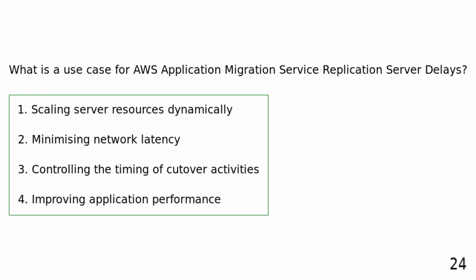What is a use case for AWS Application Migration Service replication server delays? Scaling server resources dynamically. Minimizing network latency. Controlling the timing of cutover activities. Improving application performance.